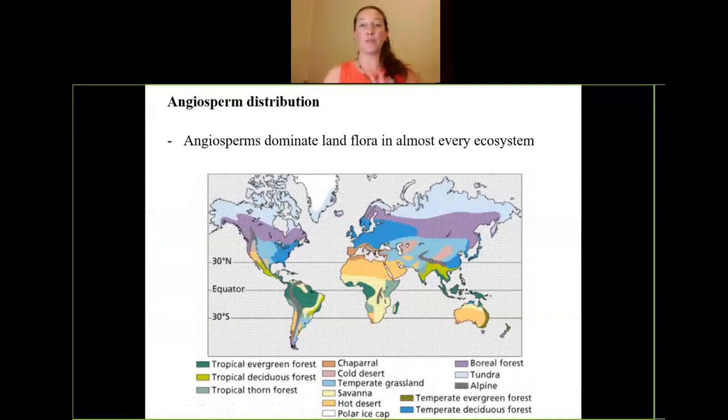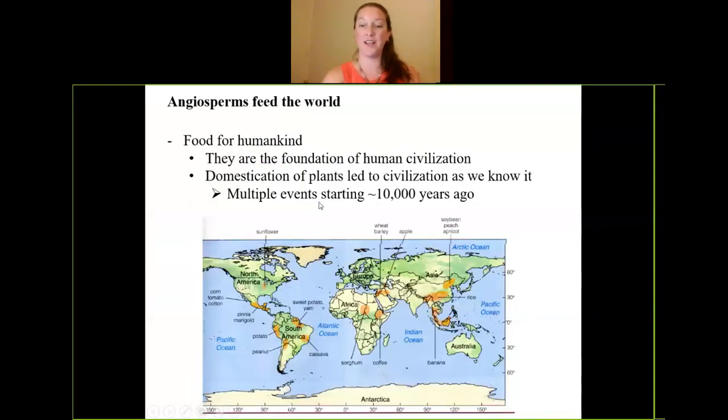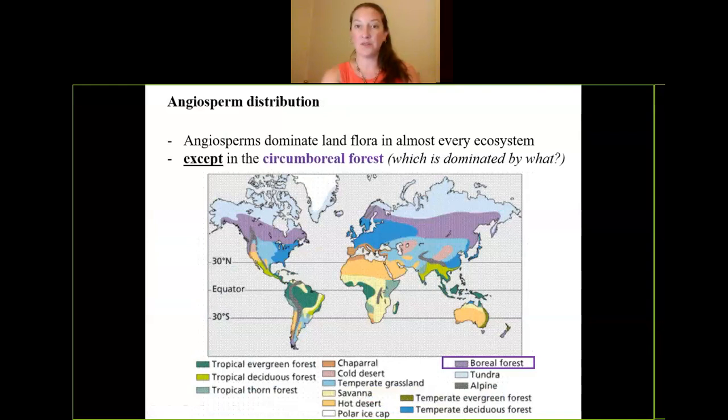And angiosperms are the most prevalent or dominant plant around the world in almost every ecosystem. So in your evergreen forests, in your deciduous forests, in your deserts, etc., angiosperms are the predominant plant, except for, which we learned about last time, the circumboreal forests, which are dominated by what again? Covered it in the last class. And the circumboreal forests, that's your northern forests, right? In the northern latitudes. Here they are up here in purple. And that's dominated by conifers.